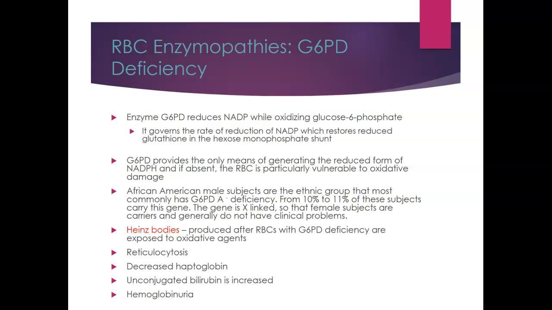We'll also see reticulocytosis as the bone marrow is trying like crazy to produce more red cells. Haptoglobin is going to become decreased because of the increased destruction. We see unconjugated bilirubin increased because they're being destroyed so quickly. And hemoglobinuria, so some of that hemoglobin is going to be overwhelmed. As the haptoglobin is completely depleted, we will start seeing hemoglobinuria in the urine.